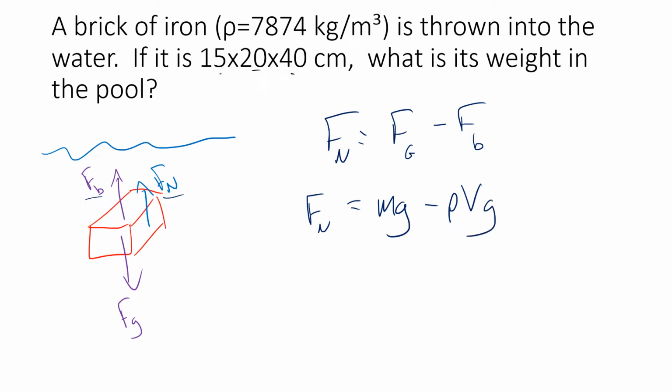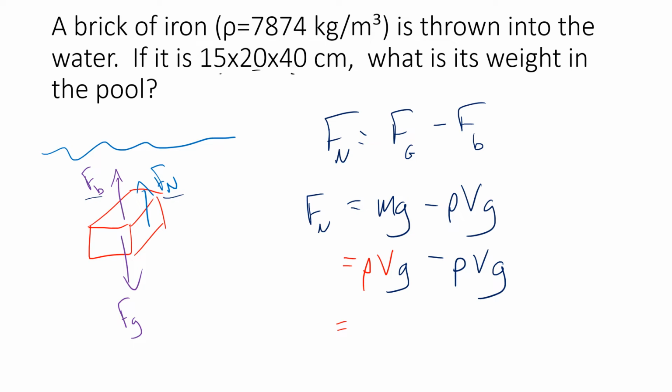Something else to keep in mind, just like before, we could figure out the mass of the block of iron, but we really won't need to. What we're going to do is plug in the density of iron times the volume of iron times gravity, minus rho V g. Now, these are not the same. The one on the left is for iron, and the one on the right is for the water. But they're going to have the same volume.